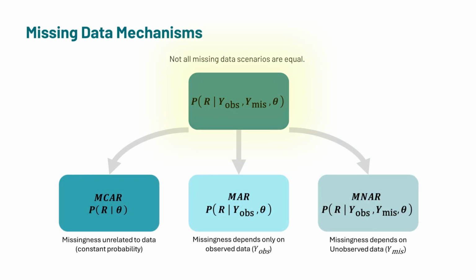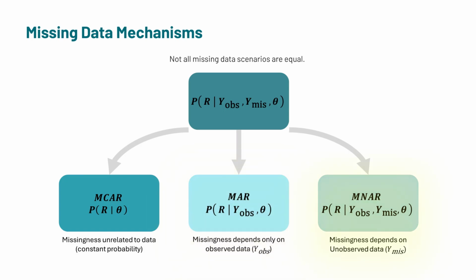Not all missing data scenarios are equal. The top box defines the missingness mechanism as the probability that an item is observed based on what we've recorded, what's missing, and our model settings. In practice, we assume one of three cases to guide analysis. First, missing completely at random, where the chance of being missing is unrelated to any data and it is likely equal chance across participants. Second, missing at random, where the chance of being missing depends on observed information, allowing modern methods like multiple imputation to fill in plausible values.